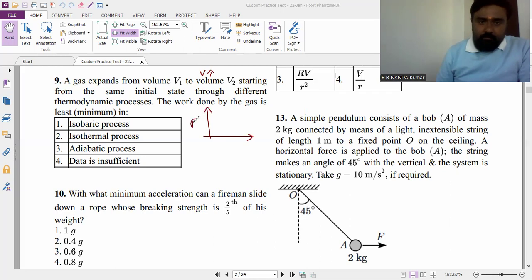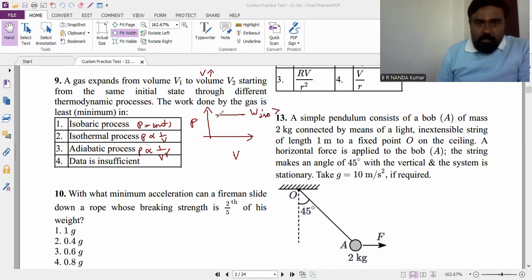In the PV graph, adiabatic means P is inversely proportional to V power gamma. Isobaric means pressure is constant. Isothermal, P is inversely proportional to V. So now look, isobaric means P is constant. So area is maximum, so work done is maximum. So in case of isobaric, maximum comes.